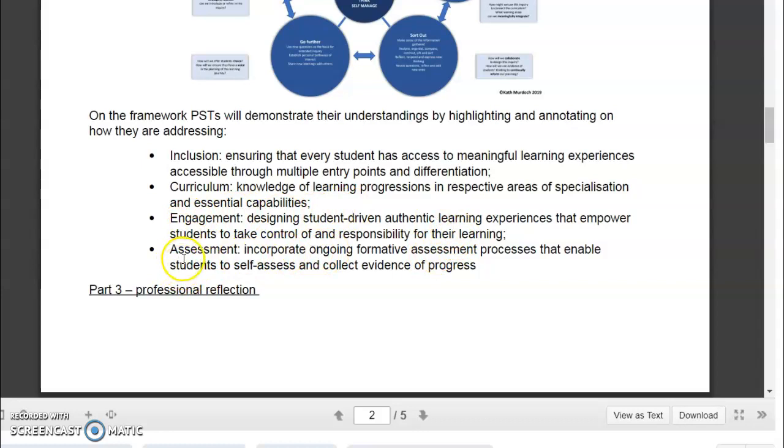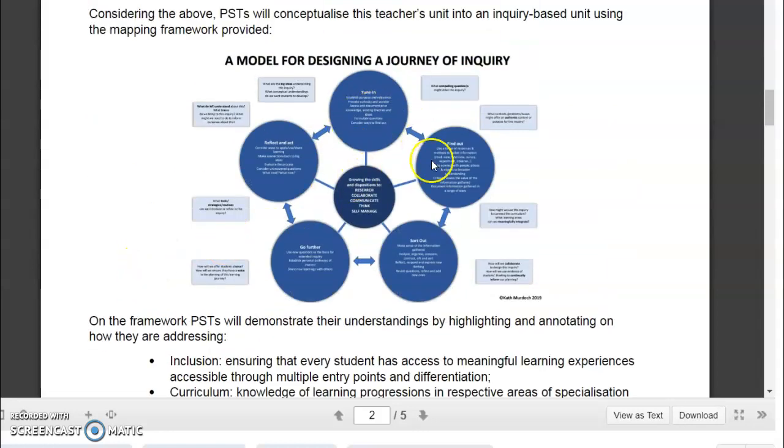And assessment, of course. Formative assessment needs to be evident in each stage of your inquiry model here. Okay. So that the students are collecting evidence of their own progress in preparation for the summative assessment, depending on what that actually is, what you choose to design that to be.